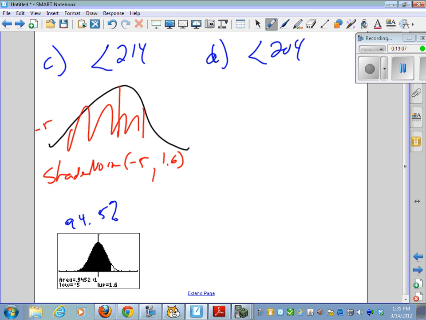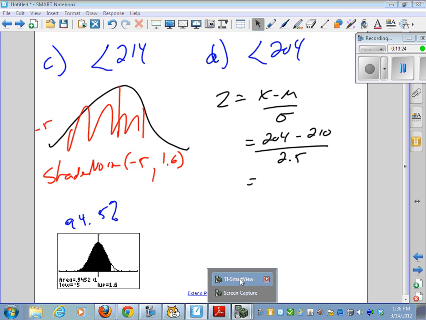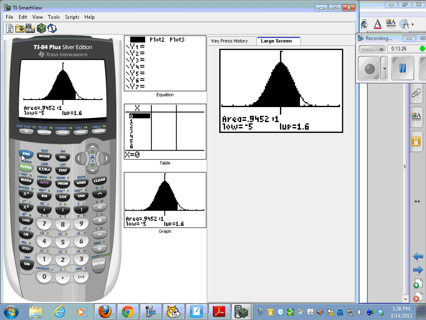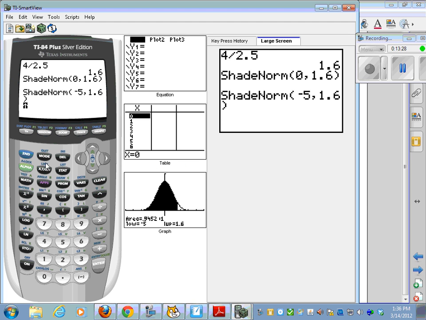How do we do that? The first step is to do the Z-score. So Z equals X minus mu all over sigma. So I'm going to go 204. The average was 210. Standard deviation was 2.5. So we got to do that Z-score first of all. Let me just clear out my draw here. Second function draw, clear draw.